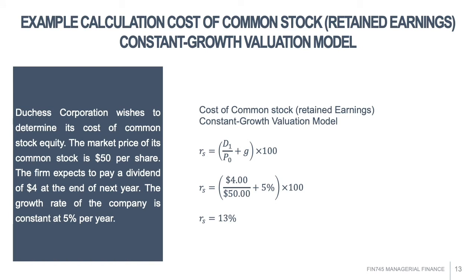So you plug all the information into the constant growth valuation model. So Rs, the cost of common stock for retained earning, is equal to the next year dividend $4 divided by the market price of share $50, plus the growth rate of the company 5%, times 100. So you get 13%, the cost of common stock for retained earning.